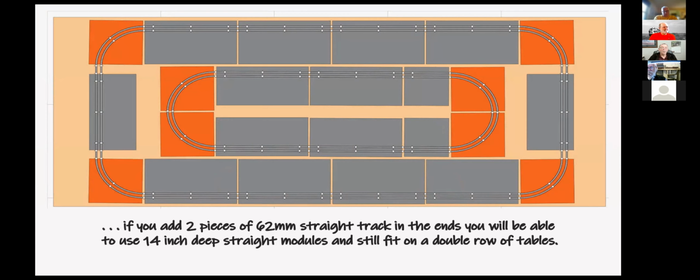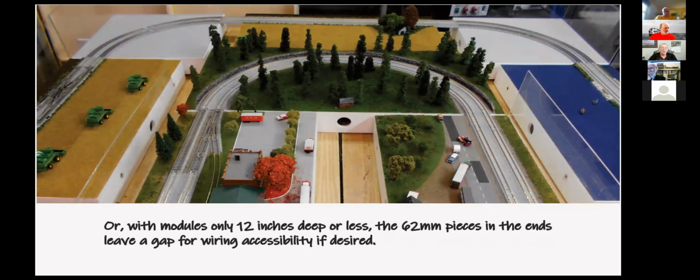A pair of 62s is preferable to a 124 to minimize the unsupported length, unless you build a small module of the 124. Or with the modules only 12 inches deep or less, the 62 millimeter pieces in the ends will leave a gap for wiring accessibility if desired.